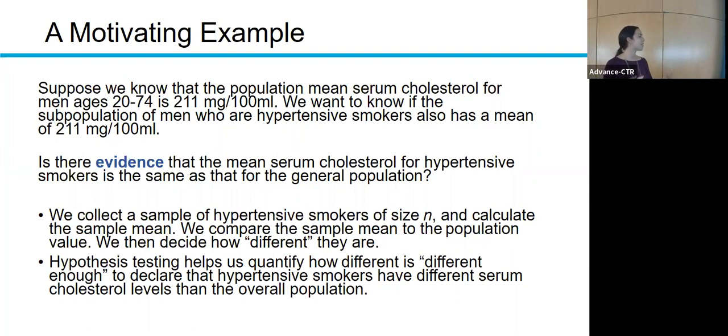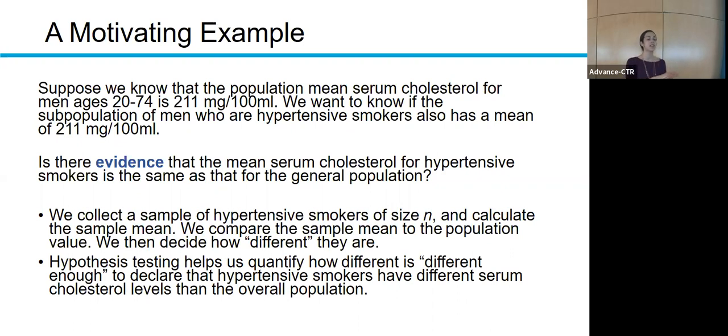And since we're all going to be acting like scientists, in order to address this question, we go out and collect a sample of hypertensive smokers, let's say of size N. Once we compare, based on this comparison, we're going to be able to decide, are they different or are they the same? But the truth is, determining how different is different enough is actually a little bit challenging. And so that's where hypothesis testing comes in, because it allows us to quantify how different is different enough.